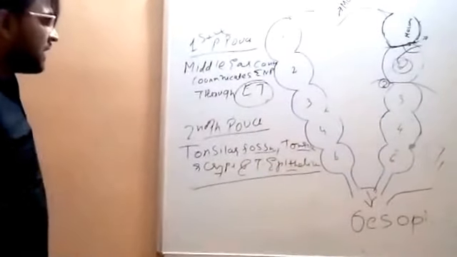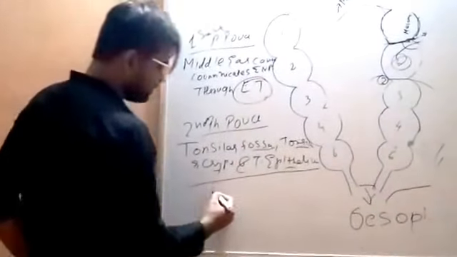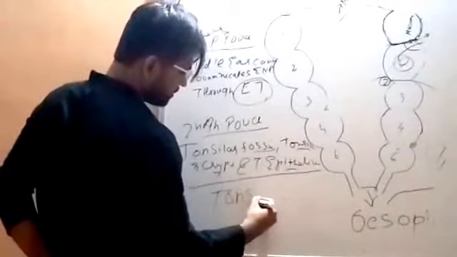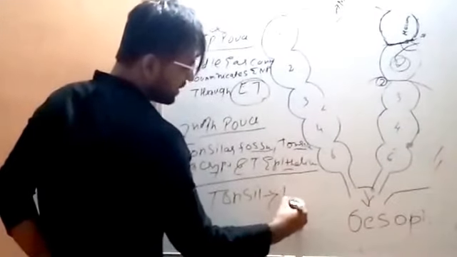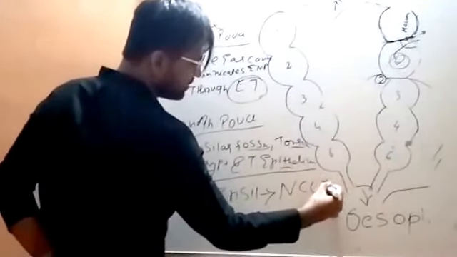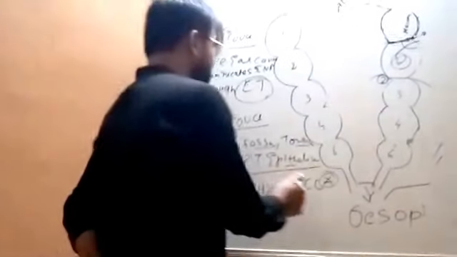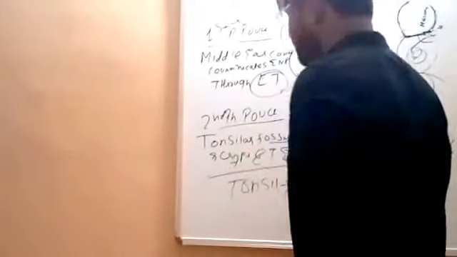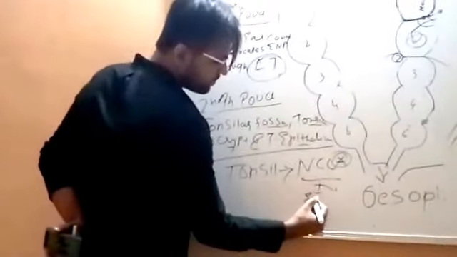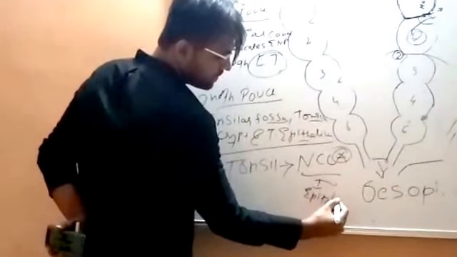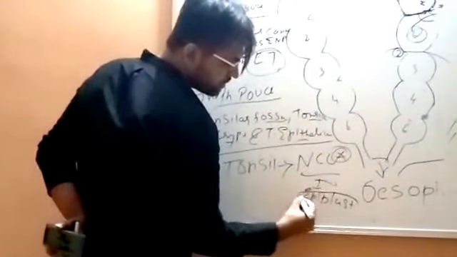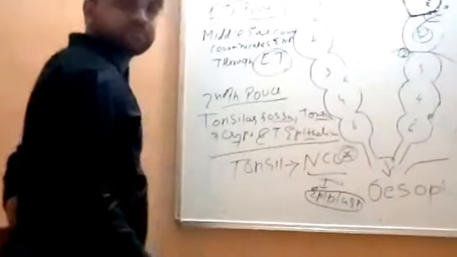So now people can ask, the tonsil is a derivative of what? The tonsil is a derivative of neural crest stroma. And this neural crest, what is it derived from? It is derived from epiblast.